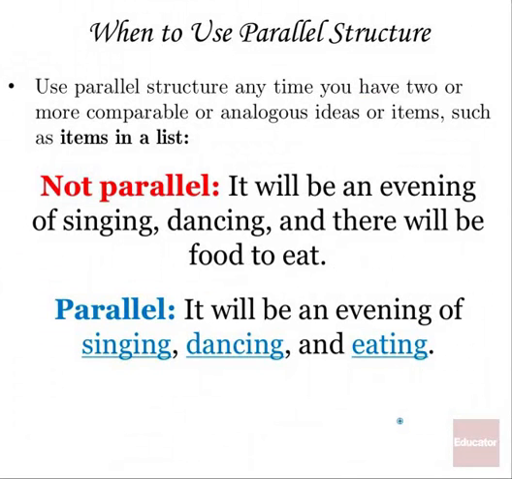Now, when do you use parallel structure? You obviously can't use it all the time or your writing will be very repetitious. You use it anytime you have two or more comparable or analogous ideas or items, such as items in a list. So, this is a non-parallel sentence. It will be an evening of singing, dancing, and there will be food to eat. Well, that got a little confusing toward the end. It kind of wandered off in its own direction. It's better and more parallel to say, it will be an evening of singing, dancing, and eating. We've got participial forms of each verb, and it creates a nice rhythm. Singing, dancing, and eating.